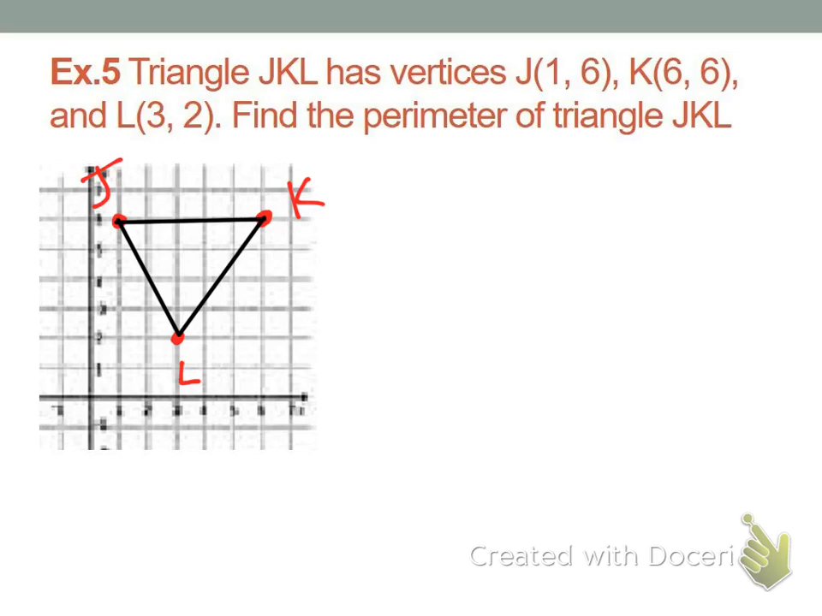5. Good. So 5 boxes. JK has a length of 5. The other two are a little bit trickier. But what formula do we know that could help us with that? We've used it a couple times already today. No. This is not a right triangle. Pythagorean theorem does not apply. Well, I guess you kind of could if you made right triangles, but that's not the way we've talked about doing it most frequently.